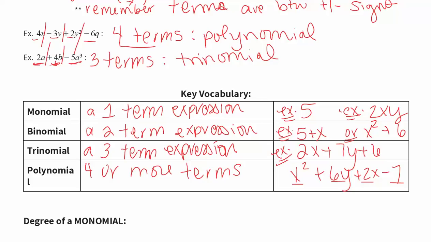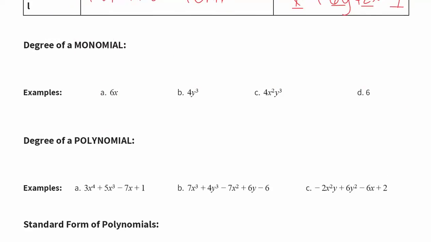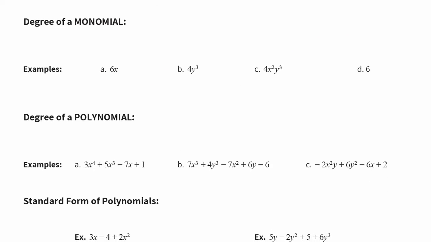Okay? So we still have more vocabulary. That's the whole part of this first unit. So let's keep going. Degree of a monomial. So a degree of a monomial is the sum of the exponents of a variable.